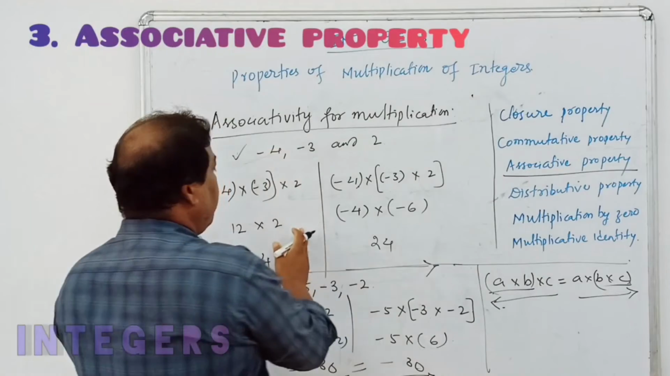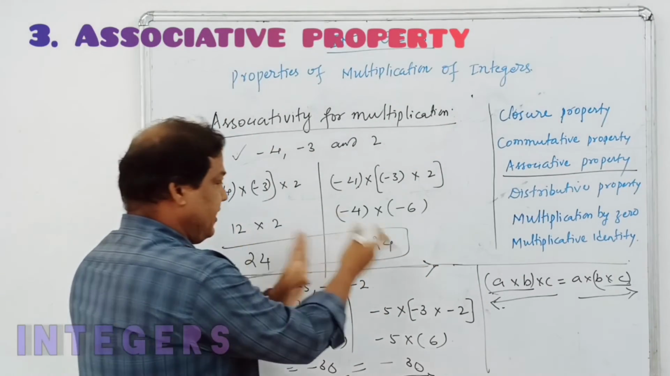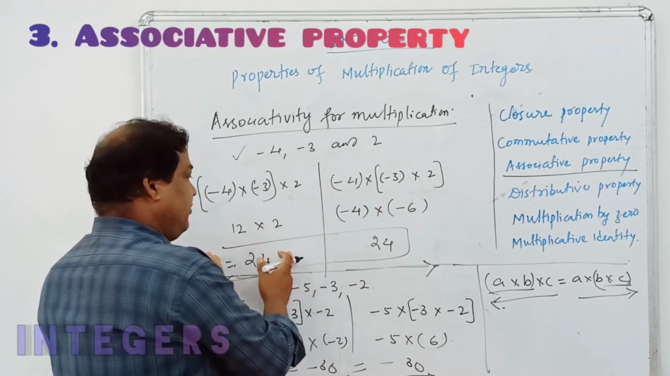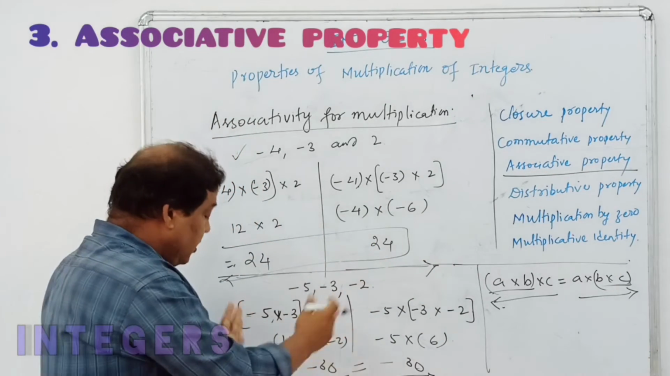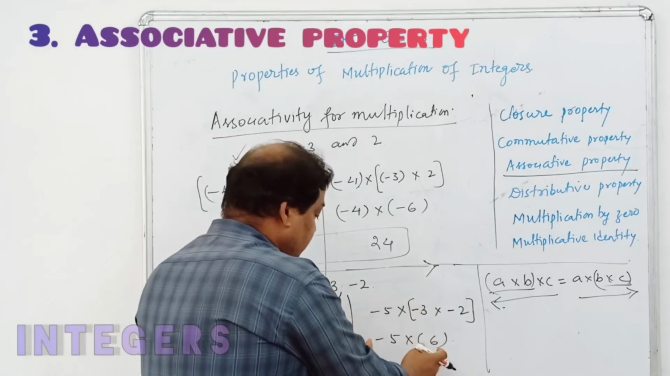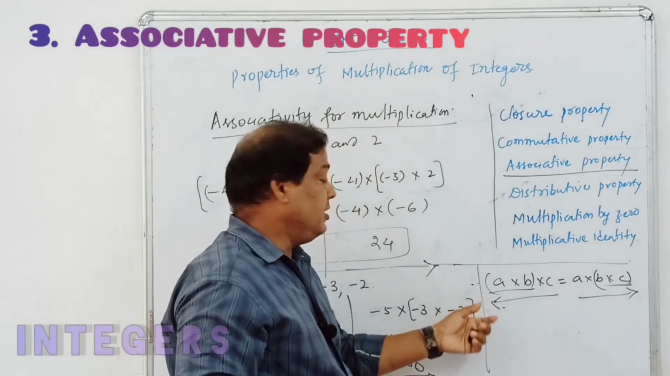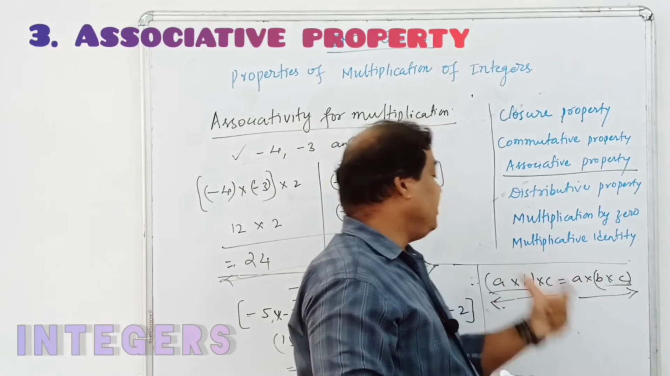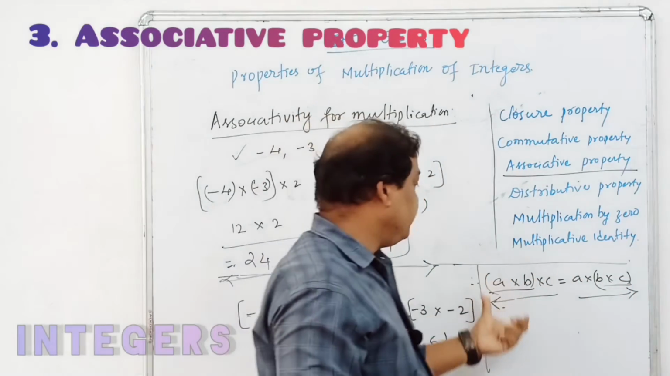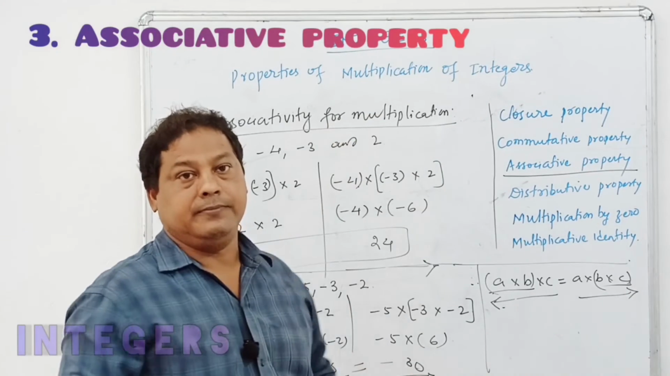See, in the first example, 24 is equal to 24, that means the first case and the second case. You take the LHS and the RHS; both are equal. Here also, LHS and RHS are both equal. So therefore we can say that (A into B) into C and A into (B into C) are both equal. So this property is known as associative property for multiplication.